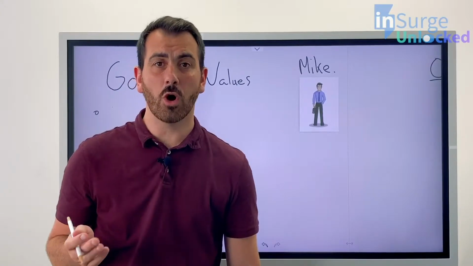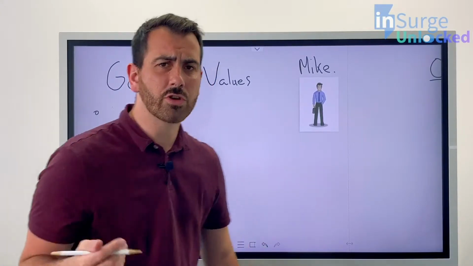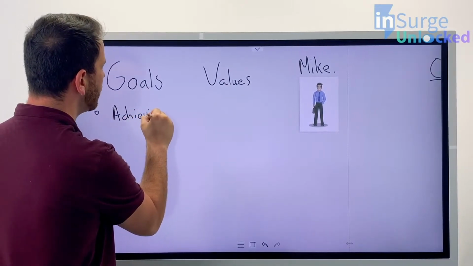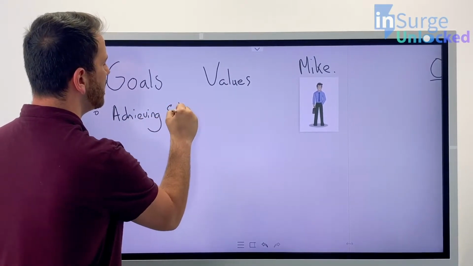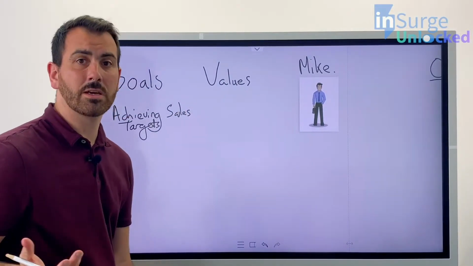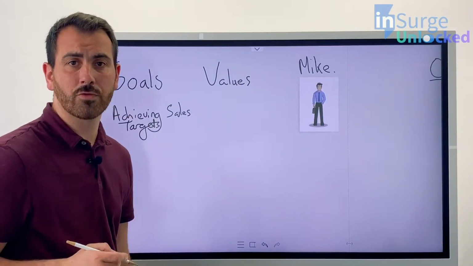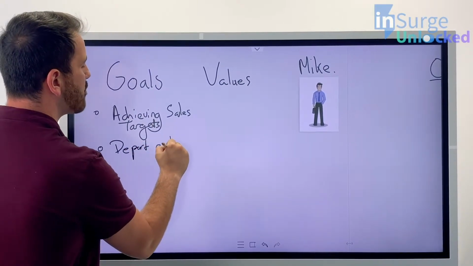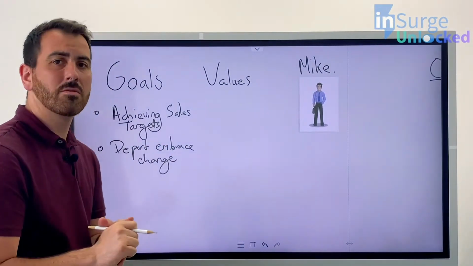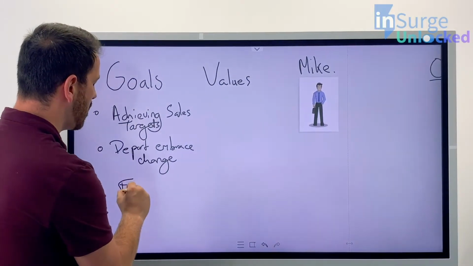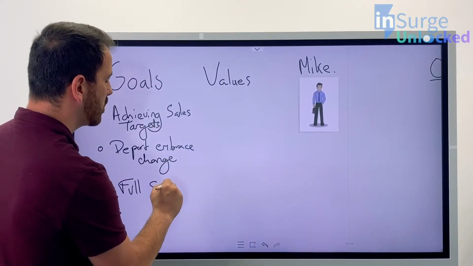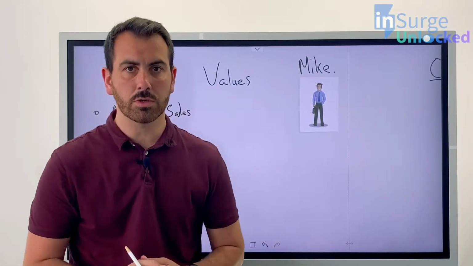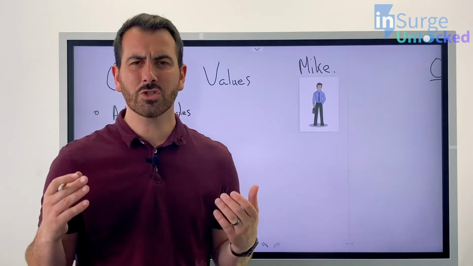So let's start with Mike's goals and values. What are his goals? So firstly, we mentioned about targets. So one of his goals is always going to be achieving his sales targets, as it's a priority and an absolute must for his role. A goal will be for him to help his department embrace change and to implement a full social media plan. He might not know how to do all these, but these are his goals. That's his end game.